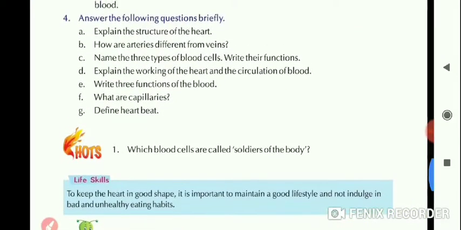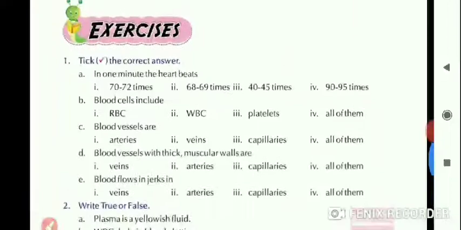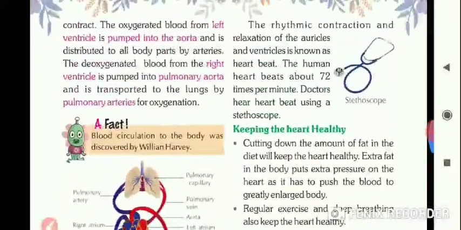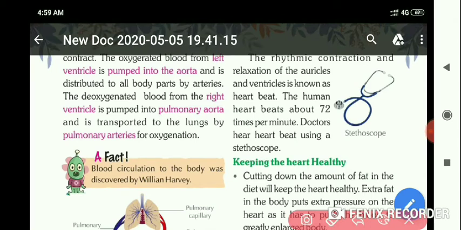Define heartbeat. So, now move to page number, last page. Now, the rhythmic contraction and relaxation of the auricles and ventricles is known as heartbeat. So from here till here, it is the definition for heartbeat. Got it? Okay. Now move to next part.